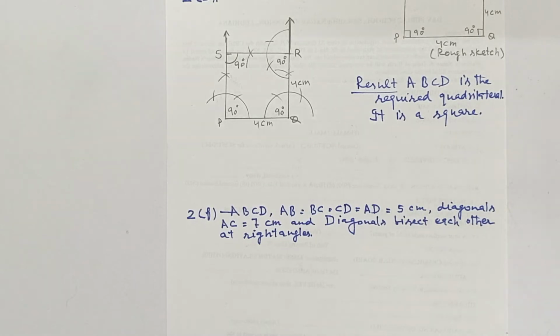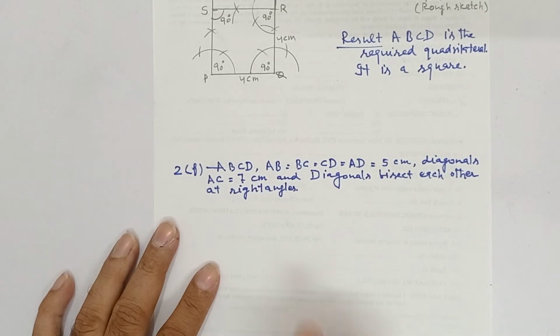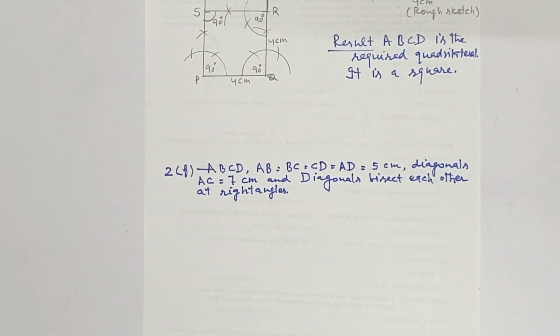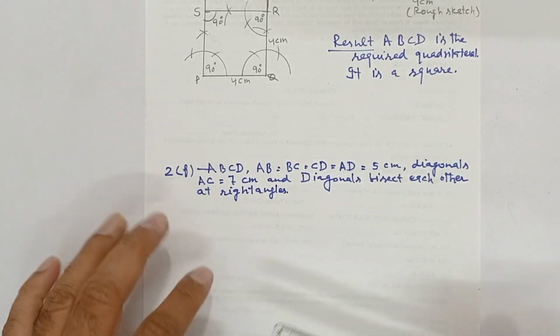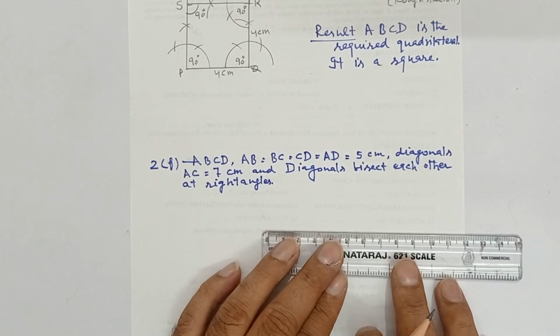Now F part. So let's do F part. See the question, what is to be made? We have to make ABCD quadrilateral. All the sides are equal. Diagonal AC is 7 centimeter. Another diagonal is not given, but the condition is given that diagonals bisect each other at right angles. Later we are to write what type of quadrilateral this is.